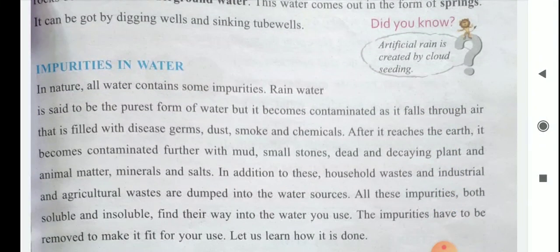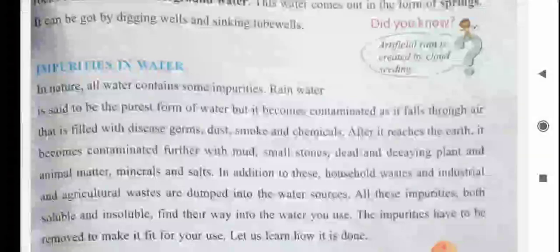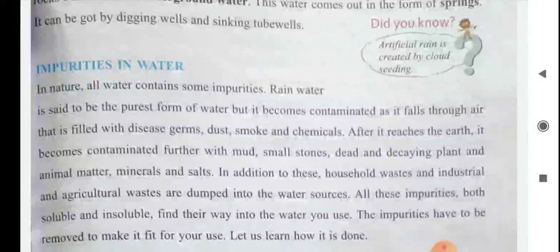Then, impurities in water. In nature, all water contains some impurities. Rainwater is said to be the purest form of water, but it becomes contaminated. Contaminated means mixed, children, as it falls through air that is filled with disease germs, dust, smoke and chemicals.